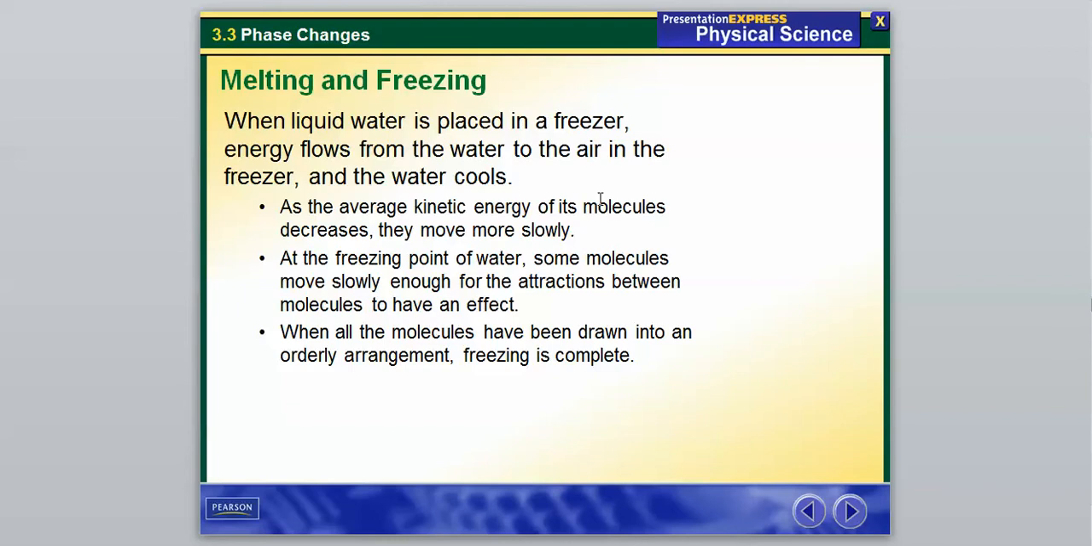As the average kinetic energy of its molecules decreases, they move more slowly. At the freezing point of water, some molecules move slowly enough for the attractions between the molecules to have an effect. This is when they come back to the more orderly arrangement that you find in solids. When all the molecules have been drawn into an orderly arrangement, freezing is complete. Literally, freezing and melting are exact opposites of one another. Again, in melting, they become less orderly.